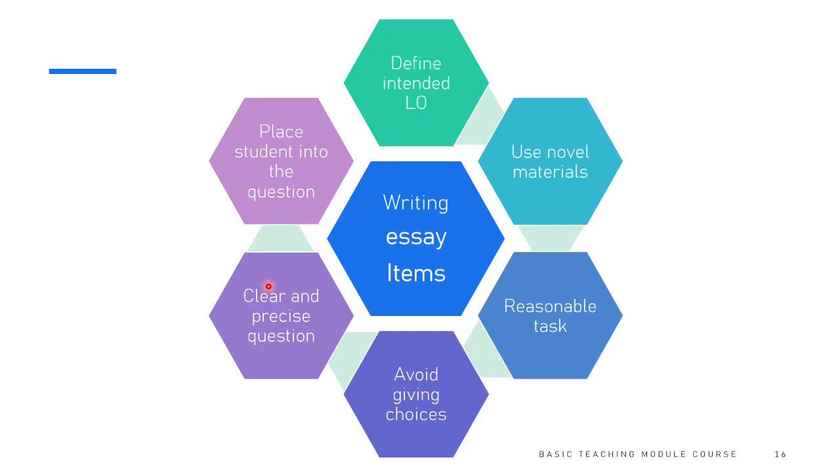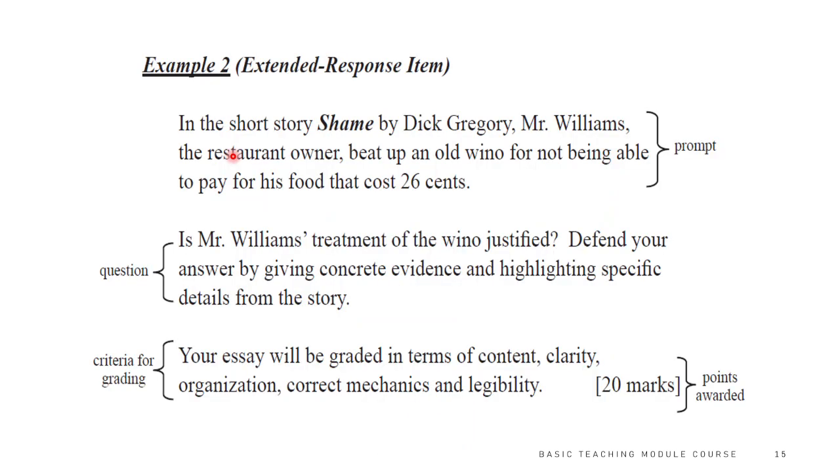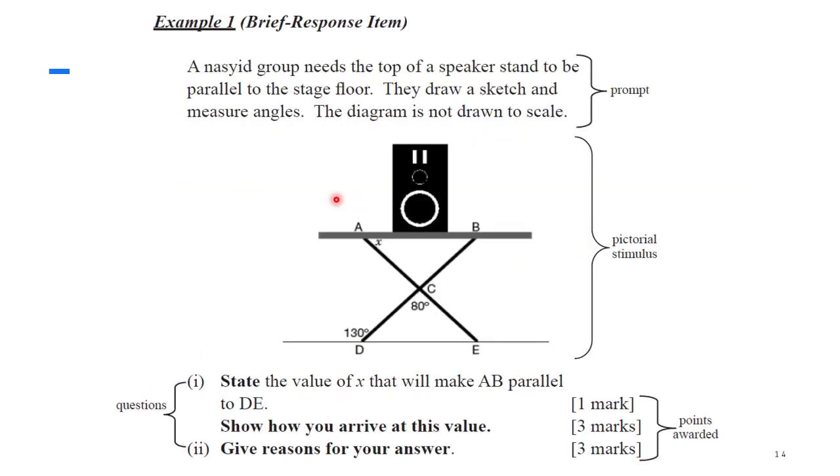The essay item should be clear and precise, and it should place students into the question. So what does placing students into the question mean here? Meaning, for example, I'm just using the same example here, you put the student in the prompt. Like, for example, you are a manager of a bookstore. Write a business plan, a full business plan containing all the components. So you include them as part of your question.